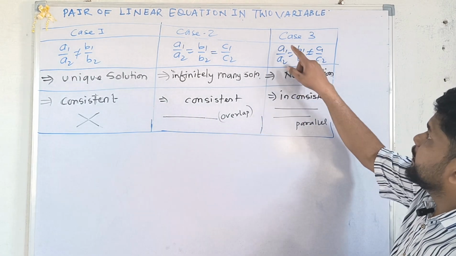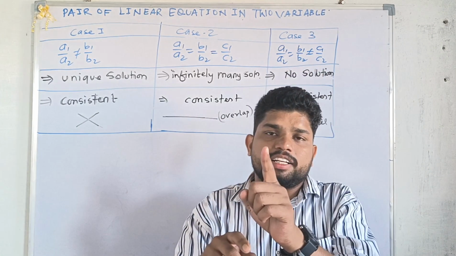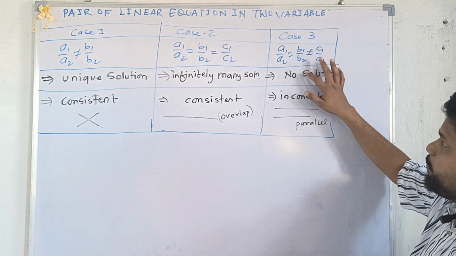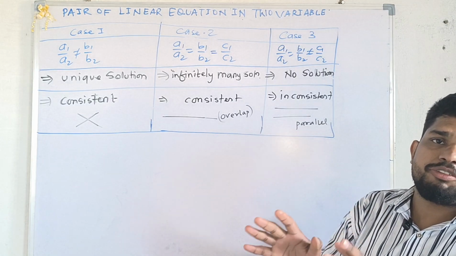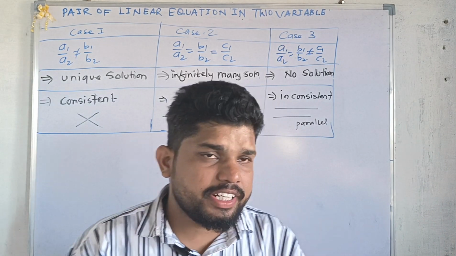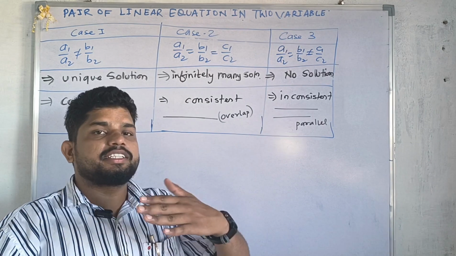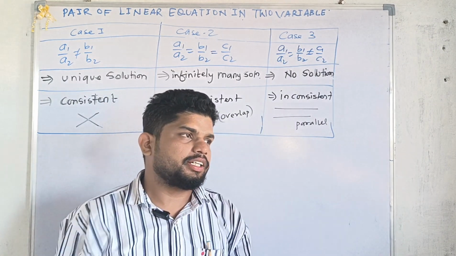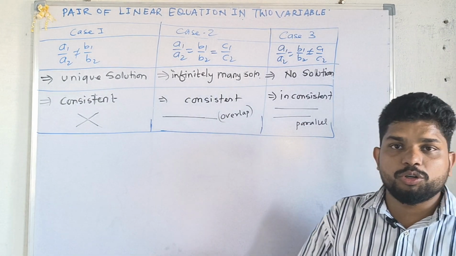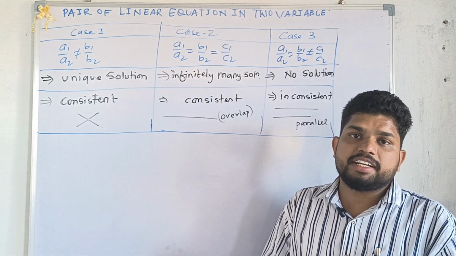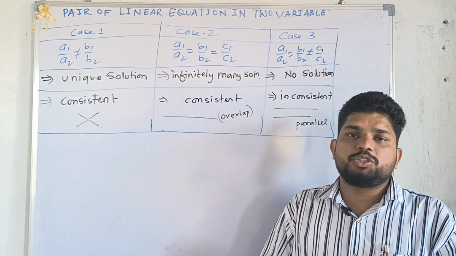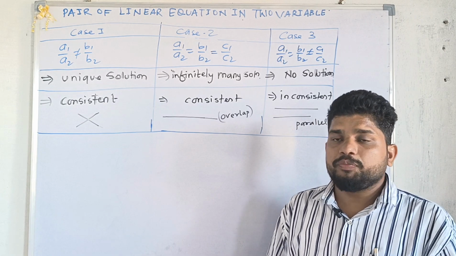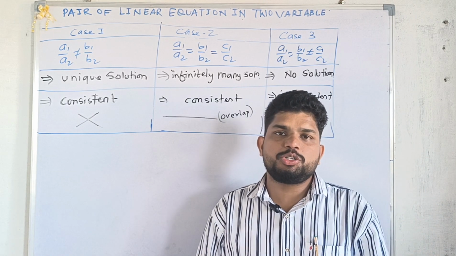The third case is if the third ratio is not equal, that is, if A1 upon A2 is equal to B1 upon B2, but that is not equal to C1 upon C2. In this case, dear students, we get that the lines of the pair of linear equations are parallel to each other. So this is a small table that you can go through to solve questions related to the graphical method to find the solution of any pair of linear equations. Now, one question will be visible on your screen.